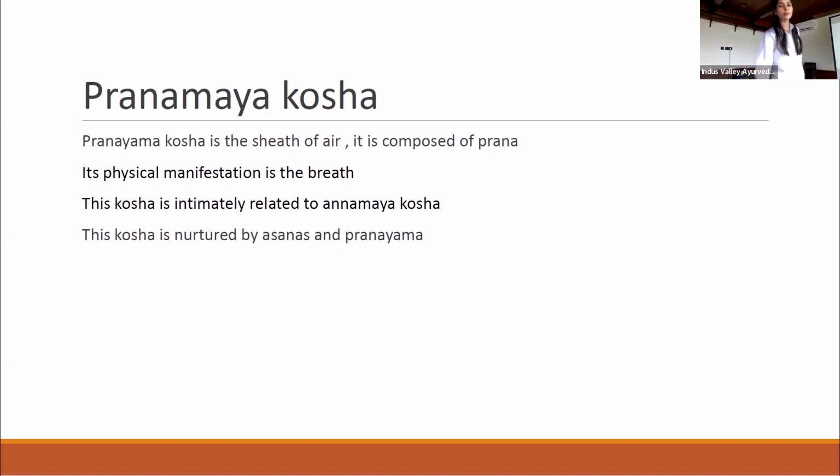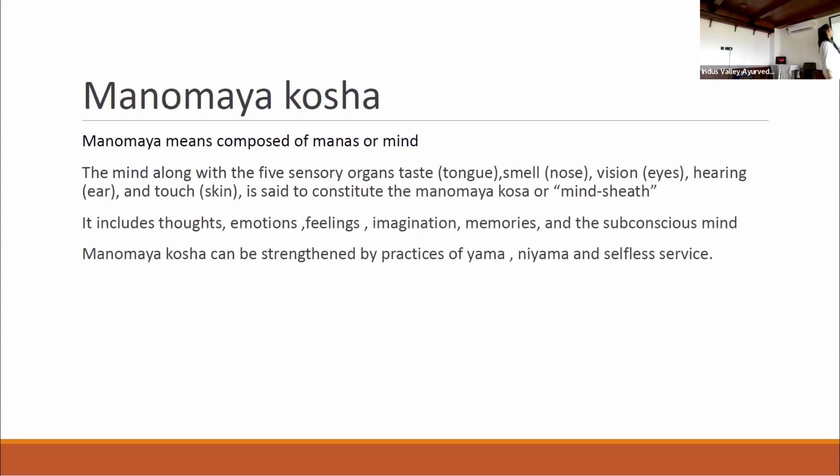Next is Manomaya. Manomaya is composed of manas. In Sanskrit it is manas, but in psychology it is related to the mind. So the mind, along with the five sensory organs, your tongue, your nose, your eyes, your ears, your skin, constitutes the Manomaya kosha. Whatever thought is coming into your mind, it is coming just because of these five sensory organs.